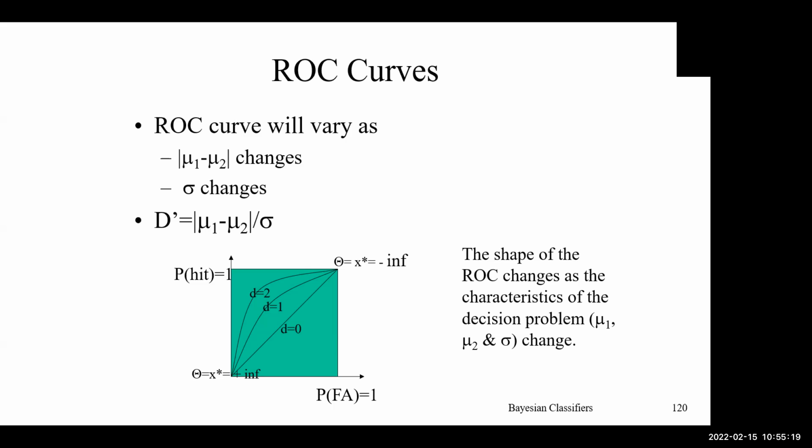We can change our curve by changing the distance between the means. If you can pick a feature that separates the means further, it can be better. You can change your curve by changing the standard deviation. Smaller standard deviations are better. And there's a general measure D, which is the difference between the means divided by the standard deviation. And there are 3 possible examples for those curves, what they might look like.